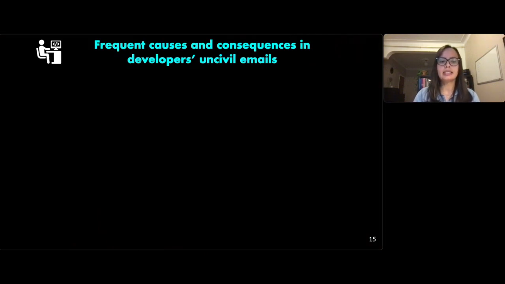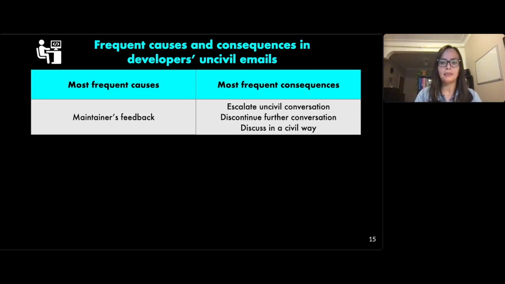So concerning uncivil emails sent by developers, the most frequent cause was first the maintainer's feedback. And the most frequent consequences are that the maintainer escalated the uncivil conversation, that means the conversation got heated; the maintainer discontinued further conversation, so the maintainer just stopped talking; and the maintainer kept discussing things in a civil way.